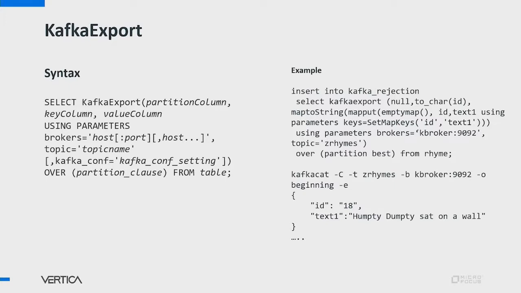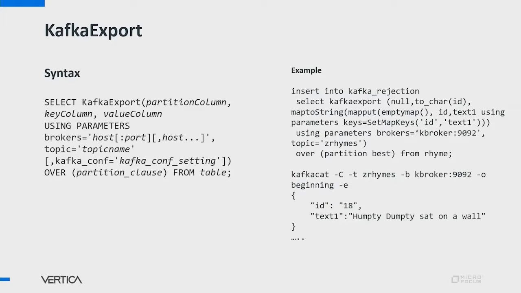This value column can be any string of text. The example you see on the right formats this message as a JSON message. And lastly, one of the options in KafkaExport shown here is called kafka_conf. This is a special parameter. It can be used to pass configuration options directly to the rdkafka library. This is the library that Vertica uses to communicate with Kafka.